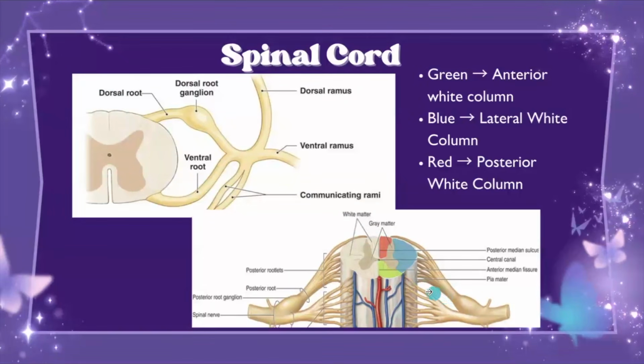Okay, now the white matter is divided into 3 parts, okay? The area that is in between the anterior median sulcus and the anterior motor rootlets is called the anterior white column, and it's the area that I have in green over here. The area that is in between the motor rootlets and the posterior sensory rootlets is called the lateral white column, and it's the area that I have highlighted in blue. And the area that is in between the posterior median fissure and the sensory rootlets, wait, I think it was posterior median fissure. That area is called the posterior white column.